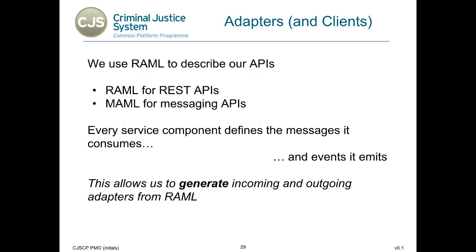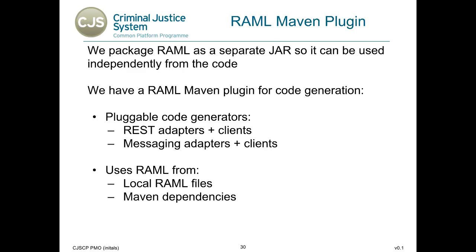So that means that we have a definition within our RAML of all of the message types, whether they're commands, events or queries that a service component consumes, and also if it emits events, then we have RAML that describes that as well. And because we've got the RAML in each of these service components for what we consume and what we emit, the framework can then generate adapters for all incoming and outgoing messages. And that uses the RAML Maven plugin that we've written.